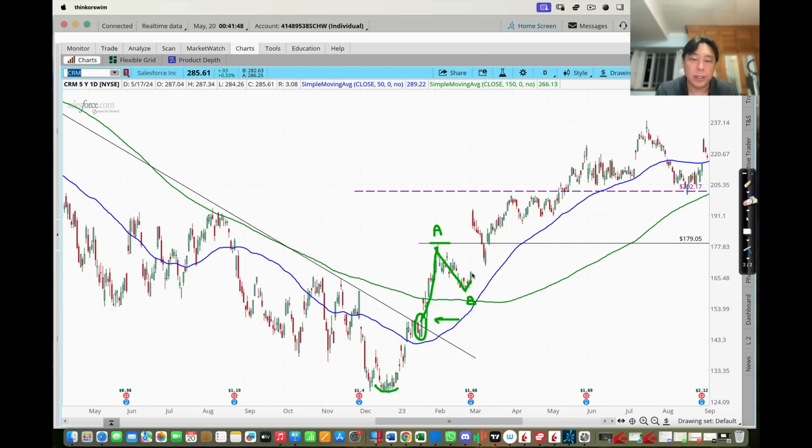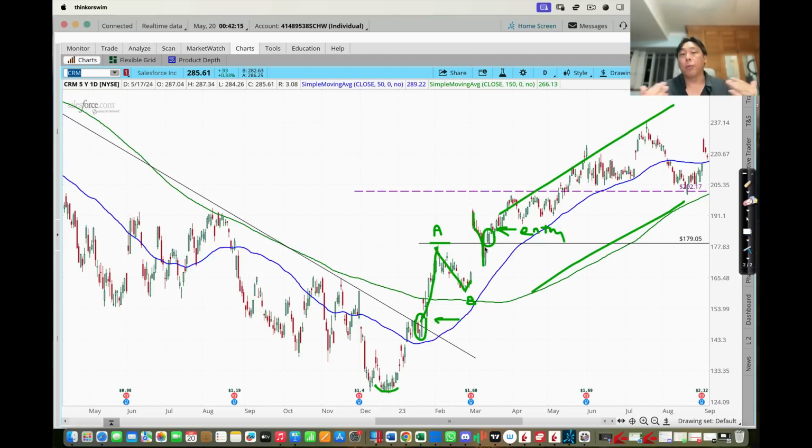Now in this case, you can see that it gapped above point A. Now if it gaps above point A, I wouldn't get in. All right, especially if it's a bearish candle. You can see it came back down again, right? And then it closed above point A with a bullish candle. That would be a safer entry to buy. That would be the safer entry to catch this new uptrend in Salesforce.